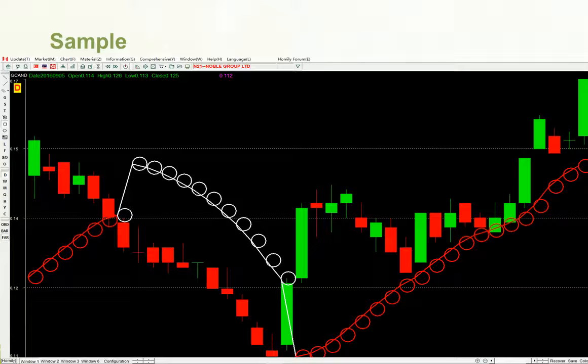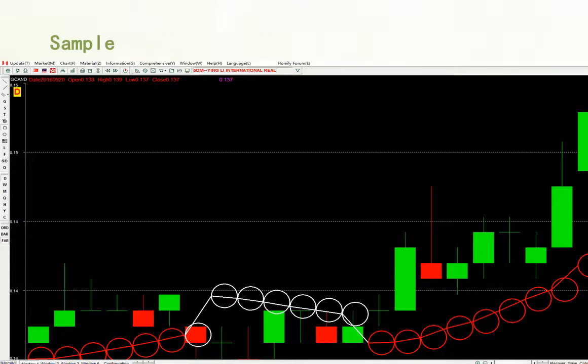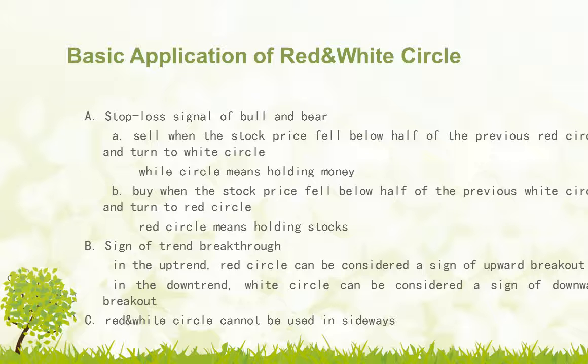If you use this method to judge, maybe you can guarantee maybe 60% accuracy, okay? Then we can see the next one. This is the first one. If you see the white circle turn to the red circle, you buy here, then you still can earn some profit, right? Okay, so let's continue.